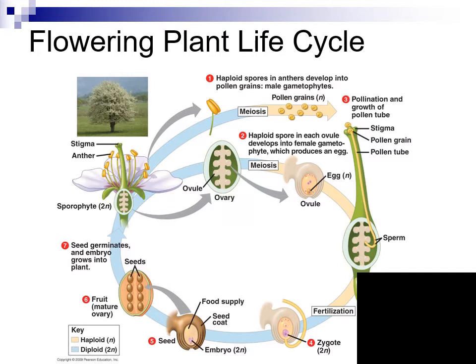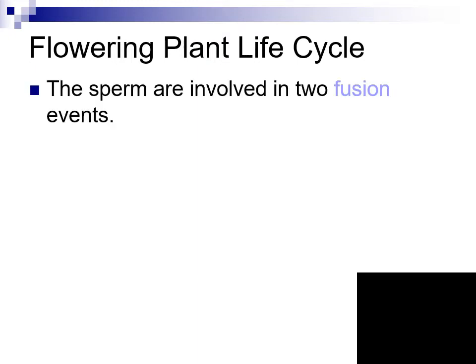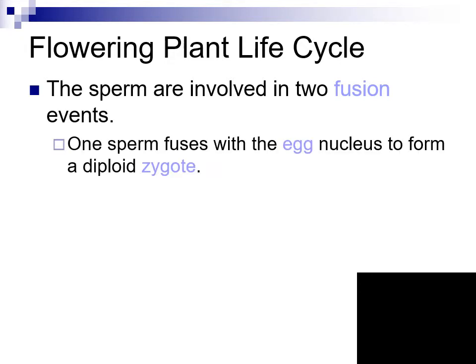And we've already looked at this diagram too. So this is the part kind of that we're talking about here, is after the pollen grain has landed on the stigma of the female part of the flower, the pollen tube develops and the sperm swim down. So sperm are going to fuse with two different things. Fusion means to bring together, okay?